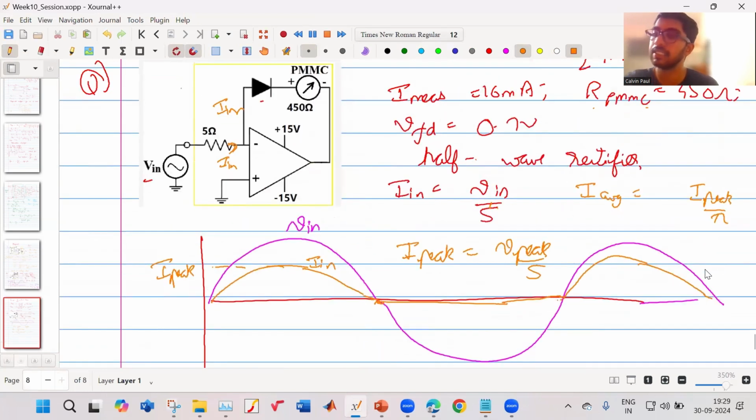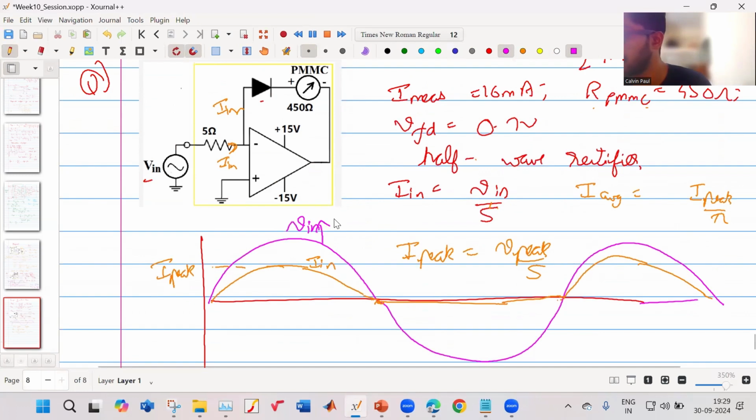What happens is, suppose my input voltage is increased, then my input current also will increase. But can it go as high as I want? Can it flow as high as I want? It cannot flow. Because what is your output voltage? Can you tell what is your output voltage?